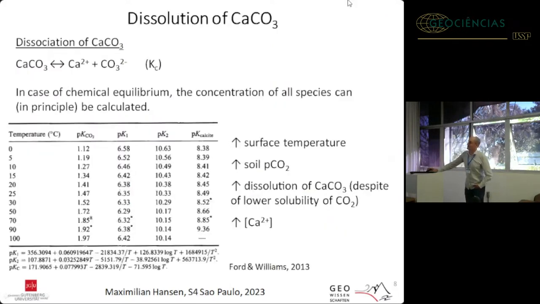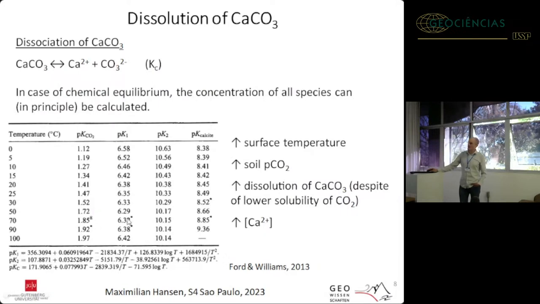Okay. So what happens then during the dissolution of calcium carbonate? If you just put calcium carbonate in water, it would also dissociate to a certain degree. This is described by this reaction constant. Basically you form calcium ions and carbonate. And if you consider all the reactions I showed you before, in the case of chemical equilibrium, the concentration of all species could in principle be calculated. This is basically what is shown over here in this table. These are the different reaction constants for the different temperatures.